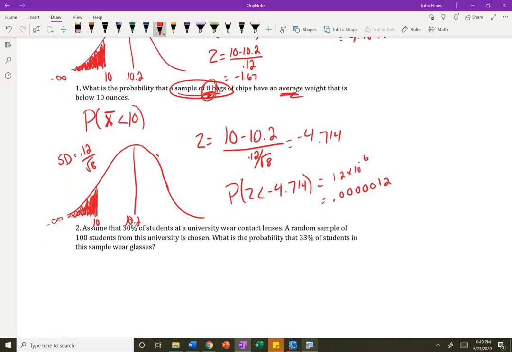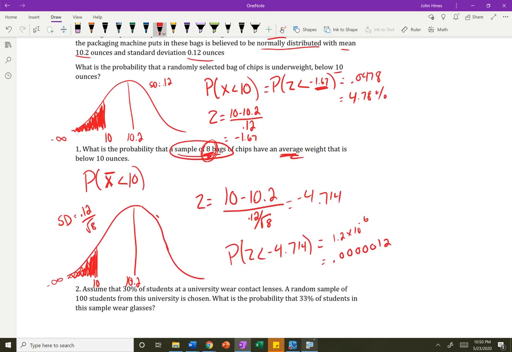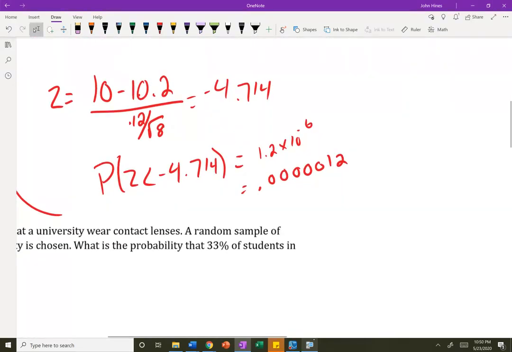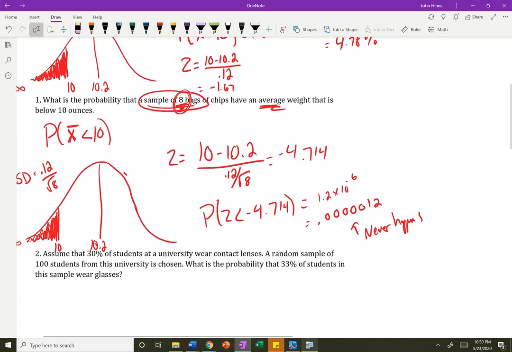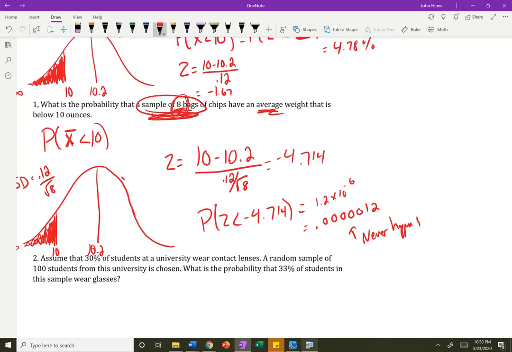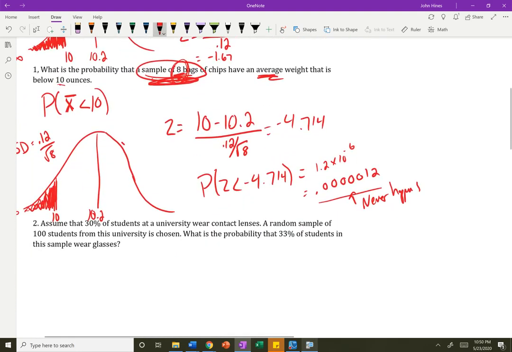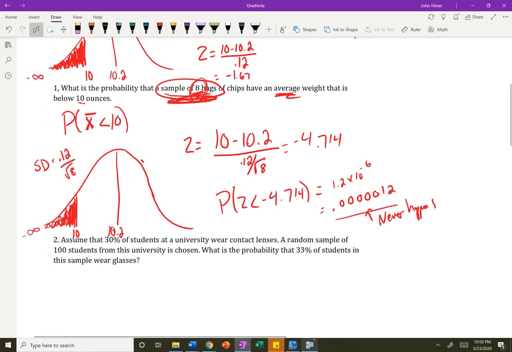If I get 8 bags of chips, what's the probability that the average is underweight? It basically never happens. So that's the nice thing this sampling distribution told us. What's the probability I take 8 bags of chips and the average of those bags is underweight? It's basically 0. This event basically never occurs. That's the nice part.